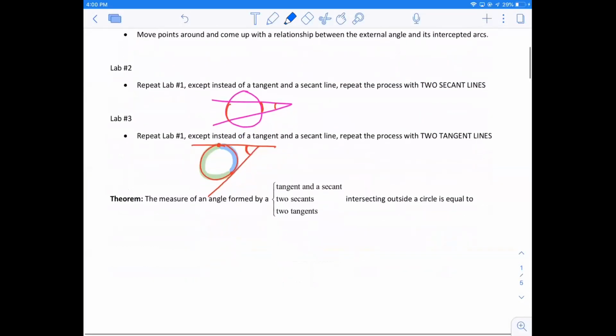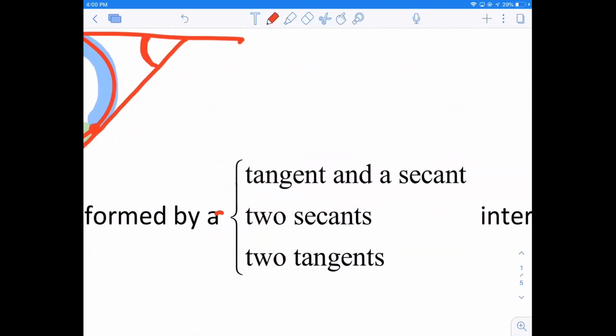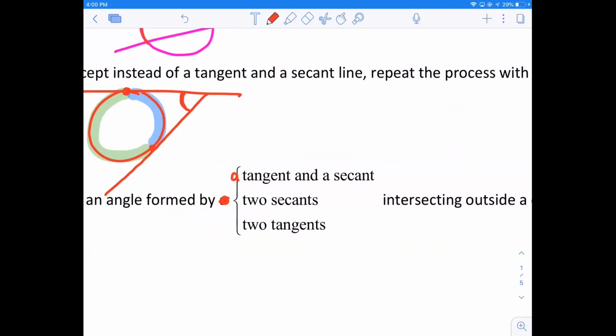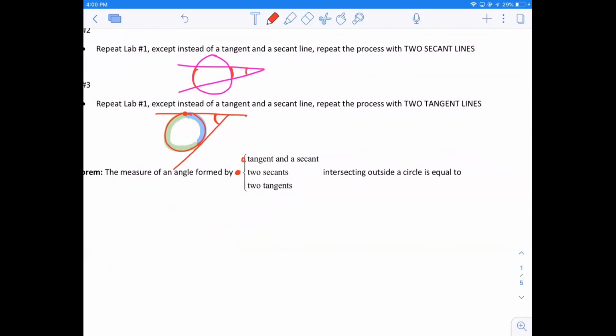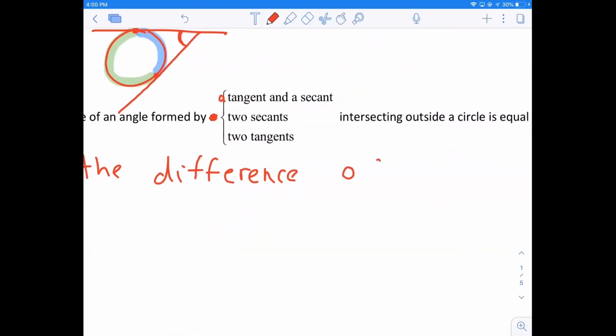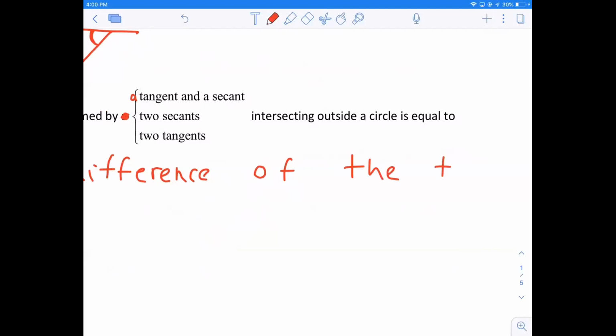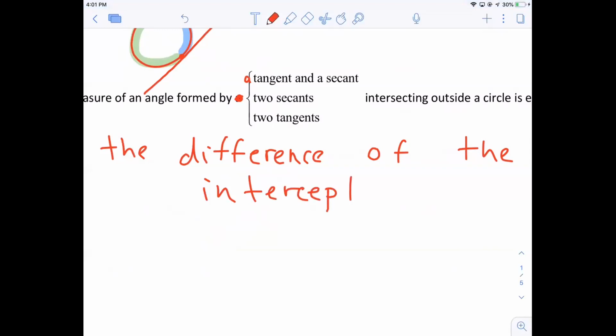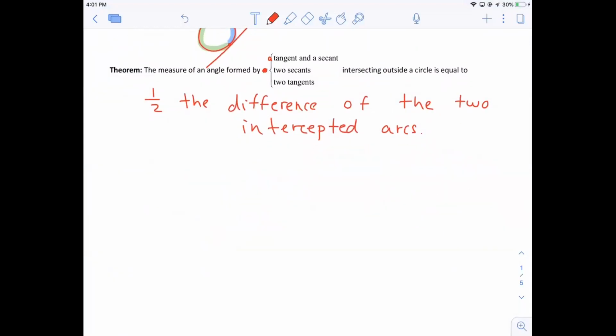So we have just shown that in all three cases, the measure of an angle formed by a tangent and a secant, or by two secants, or two tangents, intersecting outside a circle is equal to 1/2 the difference of the two intercepted arcs. Yeah, some good stuff.